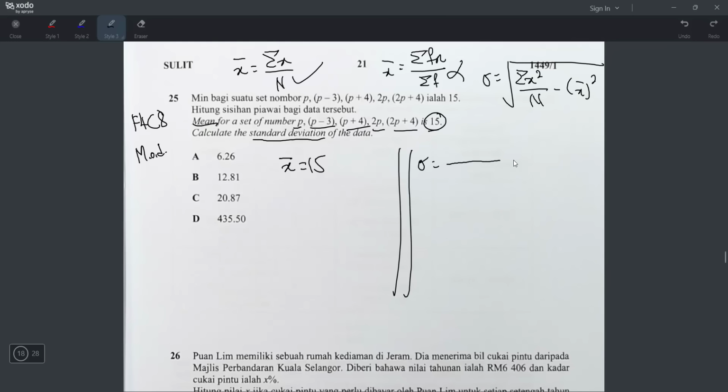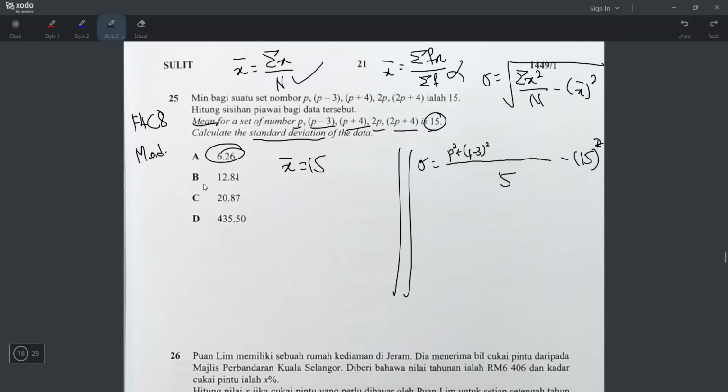Alright, so imagine if you write this, and then minus mean square, right? But the mean I already know is 15, which is good. And then over n also I know already is 1, 2, 3, 4, 5 numbers. But we will have a problem writing this because you have to take sum of x square. It means you have to take all the numbers square and then tambah. So it will be p square plus p minus 3 square and then plus everything, right?